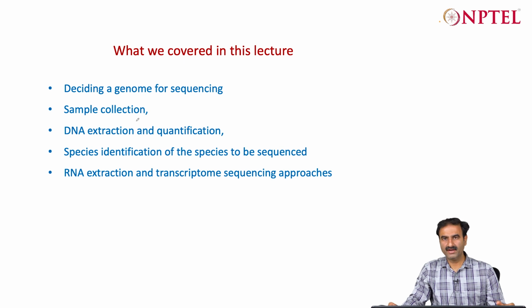In this lecture we covered some very important topics, such as how to decide the genome and the initial criteria for confirming that the sample you have collected is correct. The DNA extraction and quantification is a key component and very important for sequencing. Otherwise, impure DNA will always hamper your sequencing efforts and lead to low quality and low quantity of data. And RNA extraction and transcriptome are key components, and should always be part of the genome sequencing project.